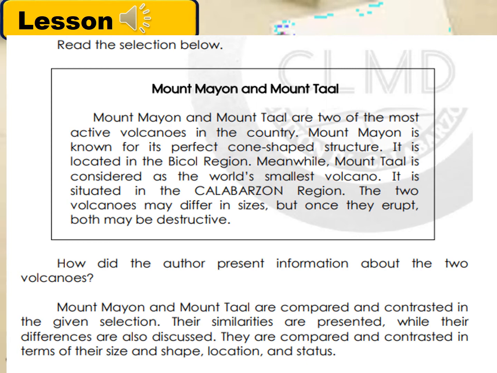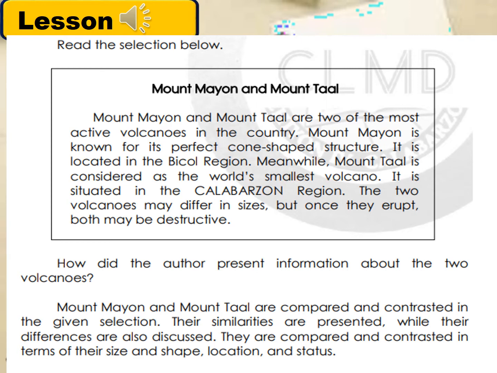Let's read the selection below. The title is Mount Mayon and Mount Taal. Mount Mayon and Mount Taal are two of the most active volcanoes in the country. Mount Mayon is known for its perfect cone-shaped structure. It is located in the Bicol region. Meanwhile, Mount Taal is considered as the world's smallest volcano. It is situated in the Calabarzon region. The two volcanoes may differ in sizes, but once they erupt, both may be destructive.